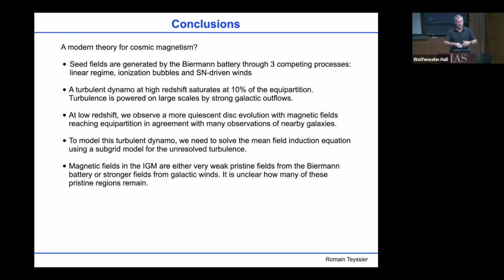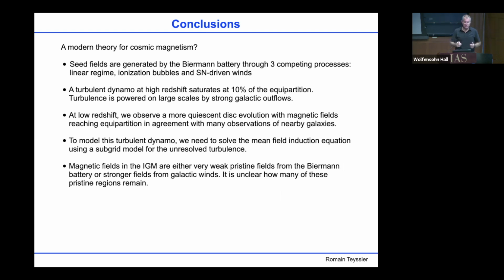Seed fields at high redshift are generated through the Biermann battery process. And by high redshift, I mean between redshift 10 and 6. And it's actually surprisingly complicated. You have the linear regime, the photoionization regime, and then the galactic outflow regime. And then while galaxies are forming, you slowly transition into the turbulent dynamo. The turbulent dynamo really amplifies the field very efficiently inside the turbulent ISM. And then, of course, the strong galactic outflows will push this field back into the IGM.